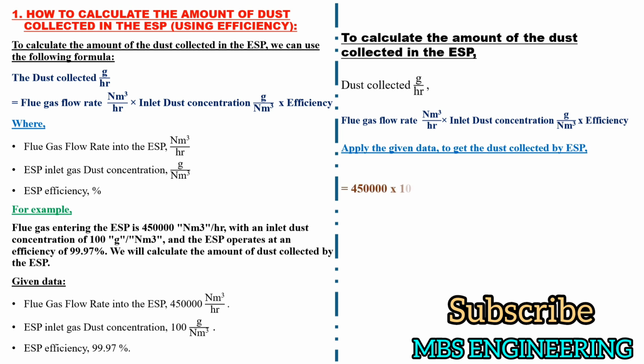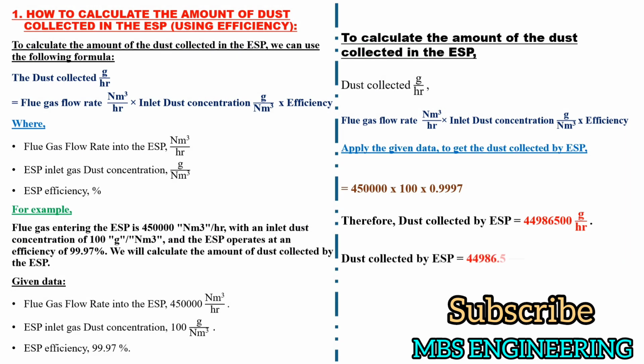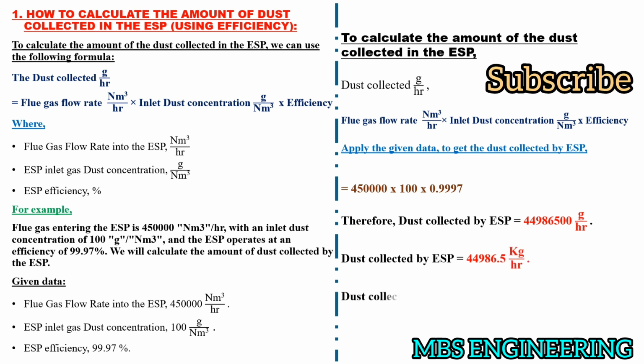4,50,000 multiplied by 100, and then multiplied by 0.9997. Therefore, the dust collected by ESP is 4,49,86,500 grams per hour. It is further simplified. The dust collected by ESP is 44,986.5 kilograms per hour. It is further simplified. The dust collected by ESP is 44.9865 tons per hour.